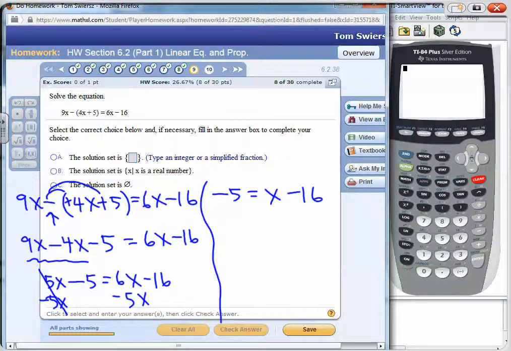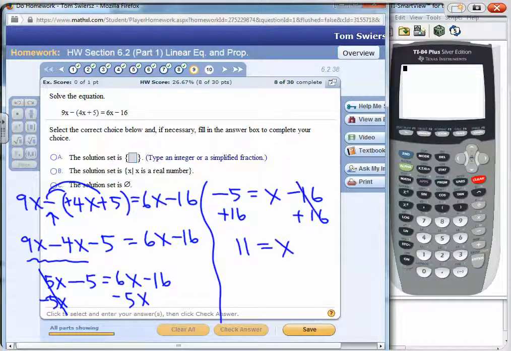We need to get rid of the minus 16 because it's grouped with the x, so we would add 16. If we do it to the right side, we have to do it to the left side. A negative 5 plus 16, subtract the numbers. The larger absolute value sign is positive because it's a negative and a positive. So we get 11, or just use your calculator.